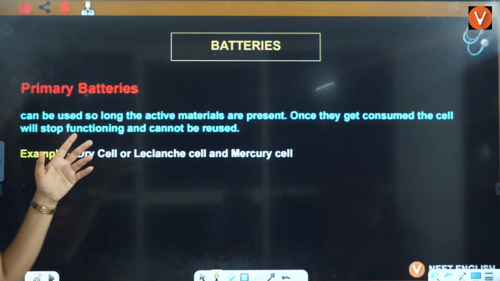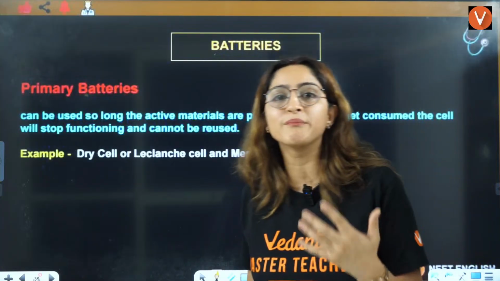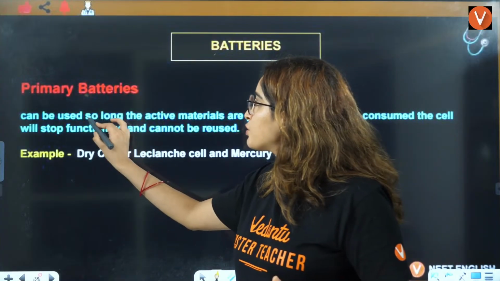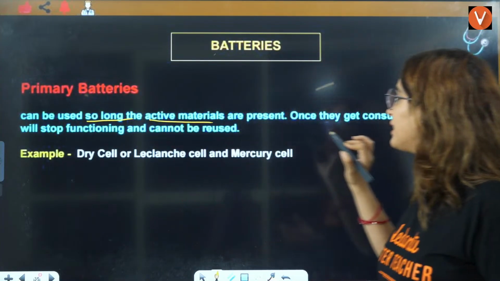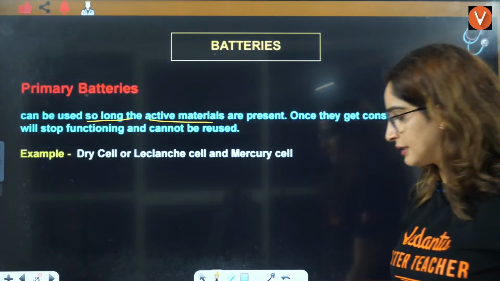So basically batteries are of two types. One is primary, one is secondary. If you talk about the primary batteries, they can be used for as long as the active materials are present. Once they get consumed, the cell will stop functioning.